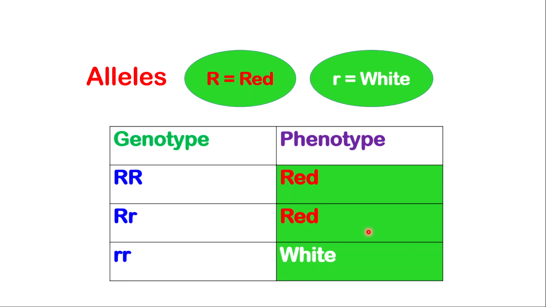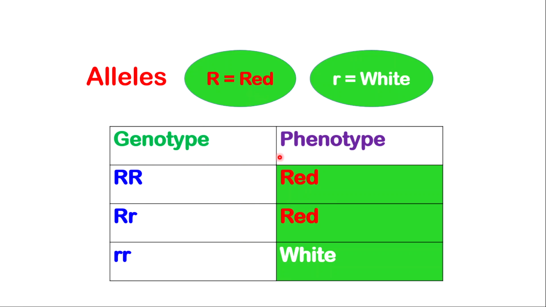Now, let's put it together. Your alleles that we use in the example: let's say red is dominant, so we use an uppercase R to represent red. And let's say white is recessive to red, so we use a lowercase r. The possible genotypes from these alleles will be two uppercase R's, homozygous dominant, uppercase and lowercase together, which is heterozygous dominant, or two lowercase, which would be homozygous recessive. Once you have the uppercase letter present in that genotype, it will show that trait.